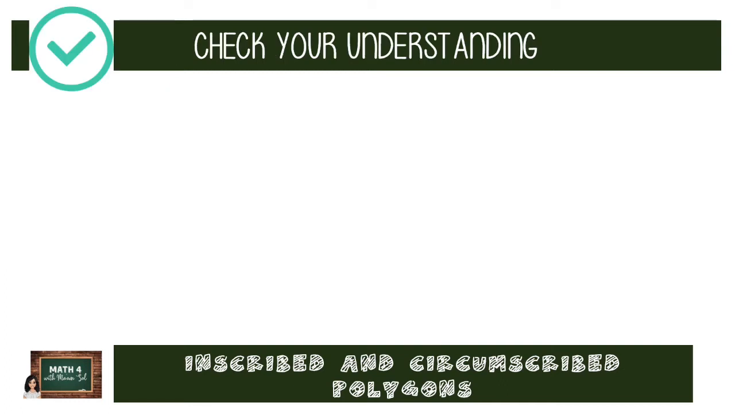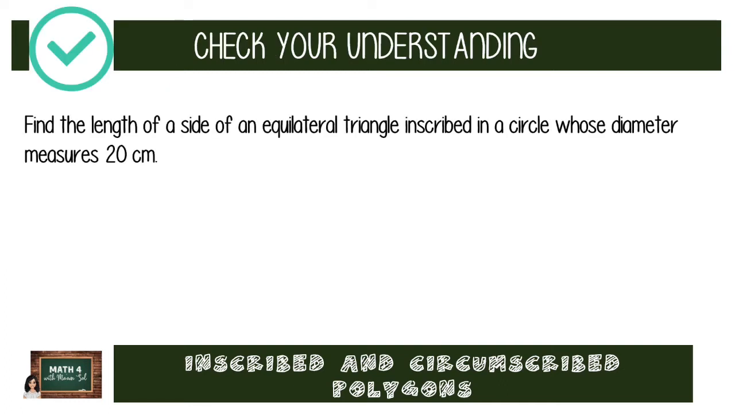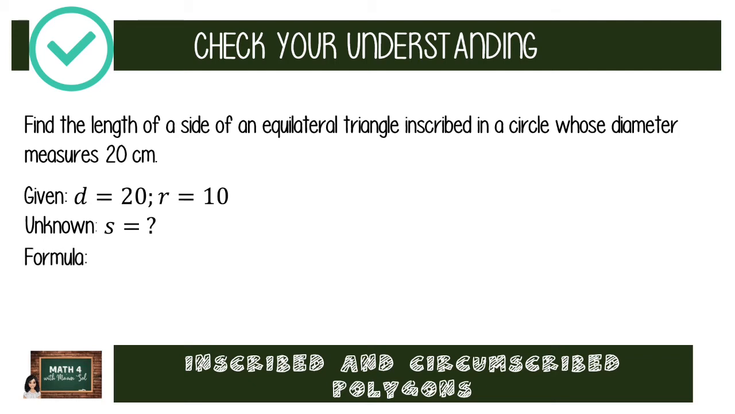Let's apply what we learned to solve the following problem. Find the length of a side of an equilateral triangle inscribed in a circle whose diameter measures 20 centimeters. The given diameter is 20, therefore r, or the radius, is diameter over 2, which is 20 over 2, or 10. And we have to find the unknown, which is the side of the equilateral triangle inscribed in the circle. The formula that we derived a while back is s is equal to the square root of 3 times r.